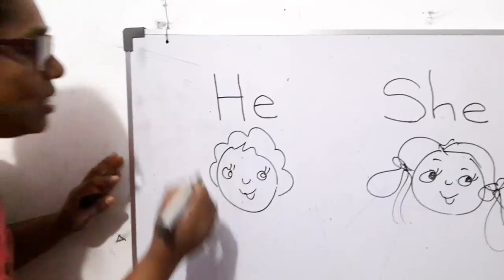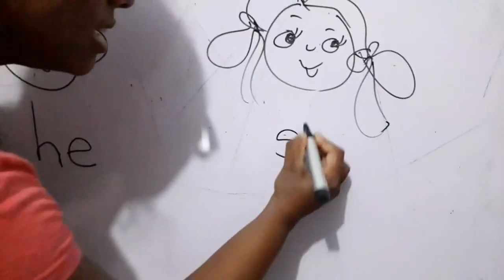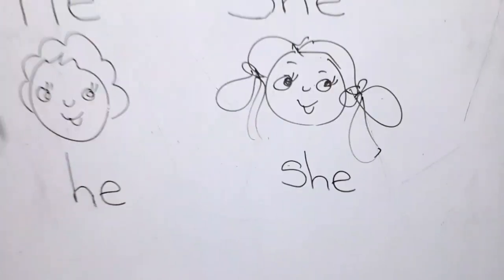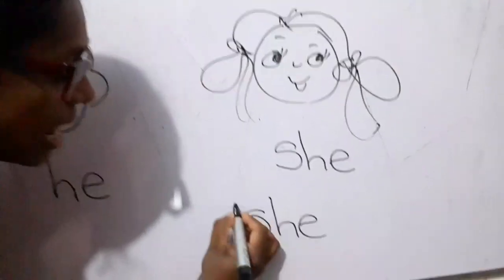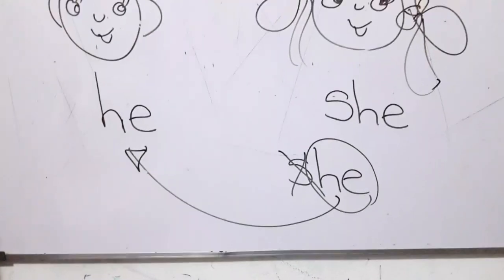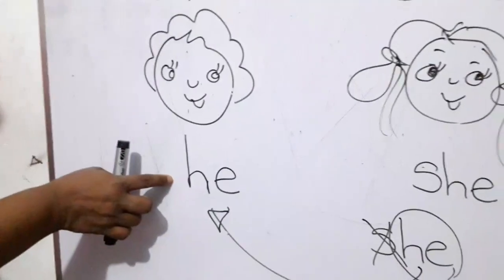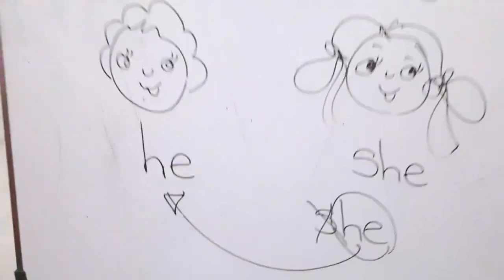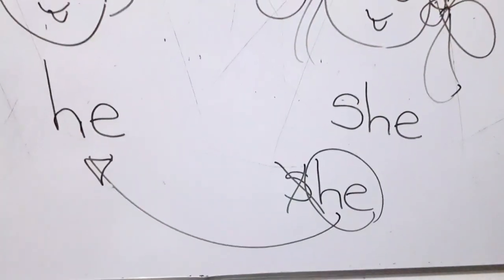Let's see. You can write he like this using this capital H. He. She. If you cut this S like this, you can find the word he. She. If you cut this S, then it becomes he. Right? He, she, he.